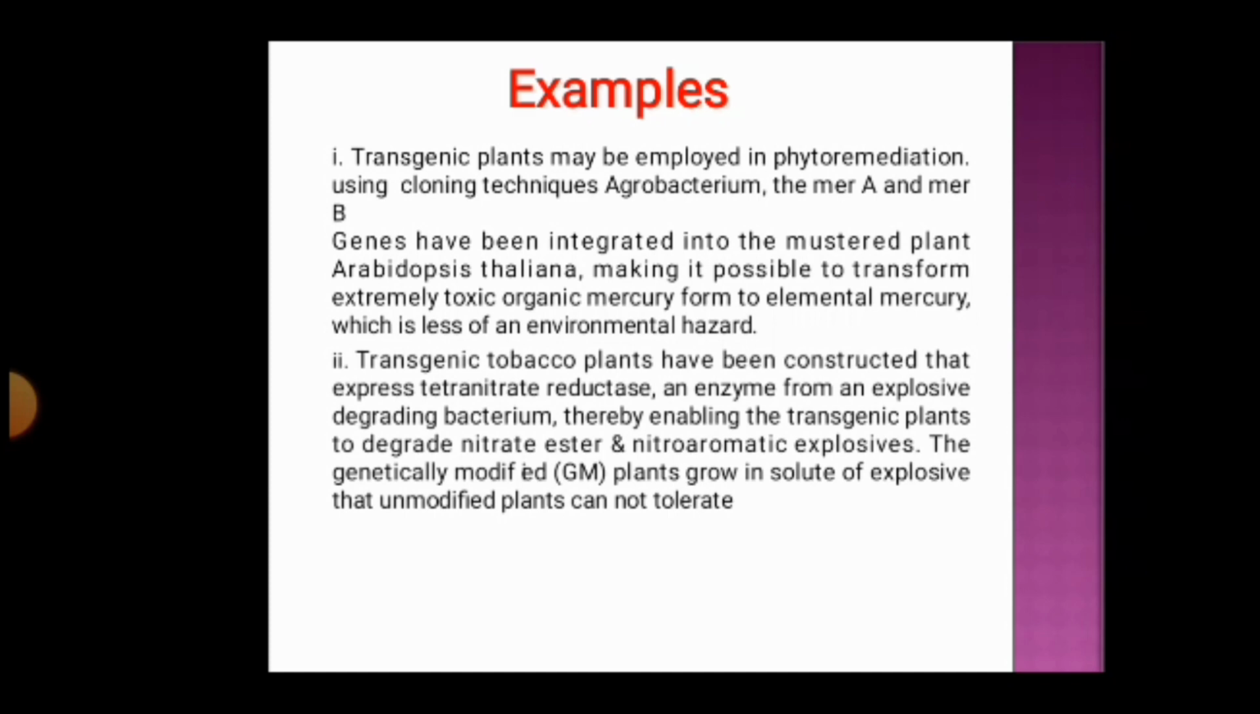Next, transgenic tobacco plants have been constructed that express pentaerythritol tetranitrate reductase. This is an enzyme from an explosive-degrading bacterium. It enables the transgenic plants to degrade nitrate ester and nitroaromatic explosives. The genetically modified plants grow in soil containing explosives that unmodified plants cannot tolerate.